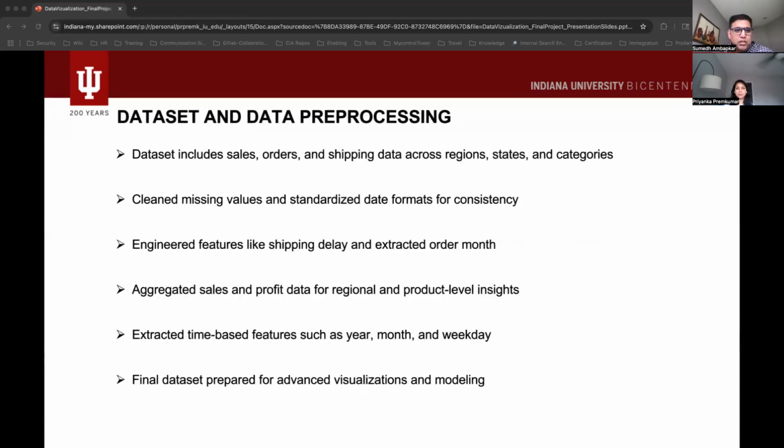This slide explains about datasets and data pre-processing. Here, the provided dataset consists of the information regarding the categories, subcategories, their sales, profits in each region with the shipping details. The data has inconsistencies and missing values. We perform the cleaning and some standardization. We also use feature engineering for deriving fields like shipping delays, month, years, and weekdays. These are some of the examples. Moving to the next slide.